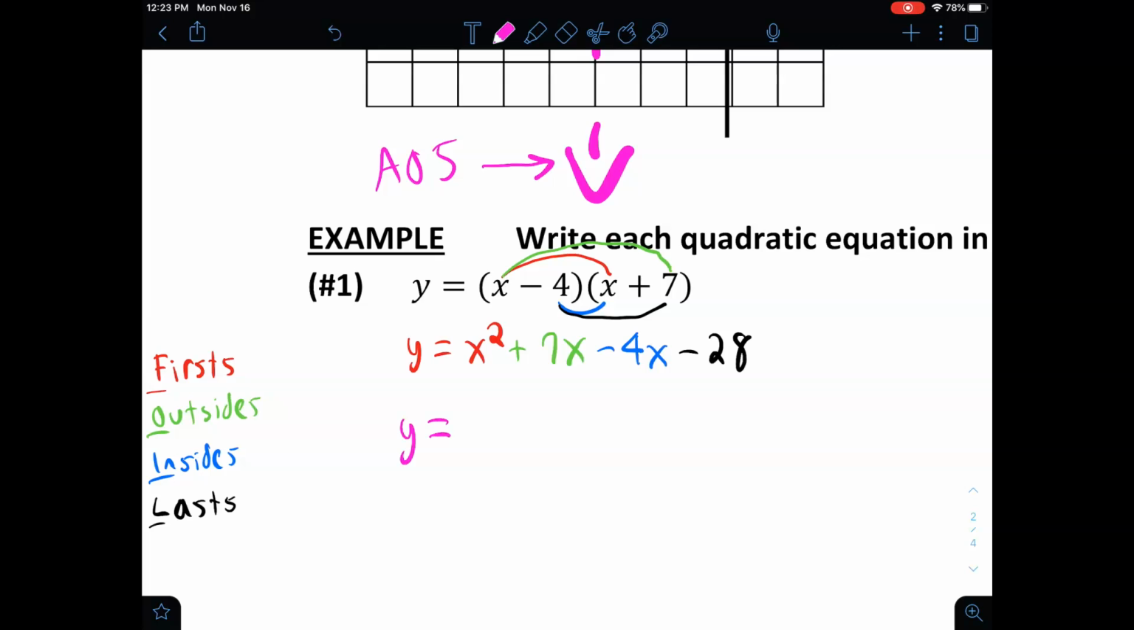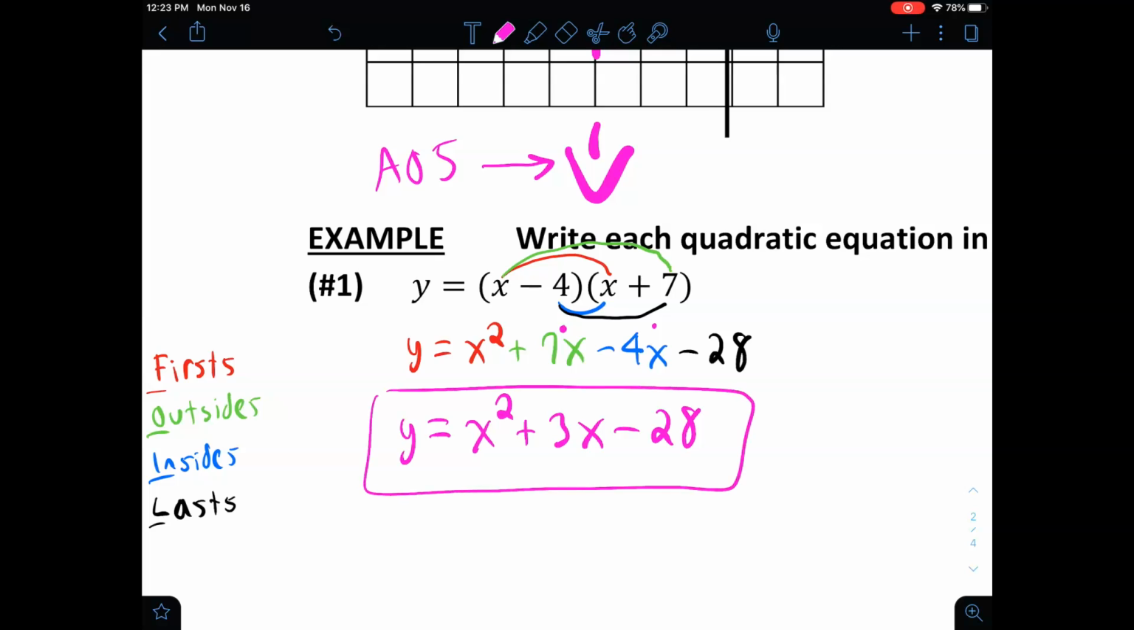So our answer is going to be, are there any like terms here for this problem? x squared plus 7x minus 4x minus 28. We got 7x and -4x are like terms. So 7x minus 4x is going to be positive 3x minus 28. And that is our final answer. We converted it to standard form by foiling, or multiplying, distributing everything twice.